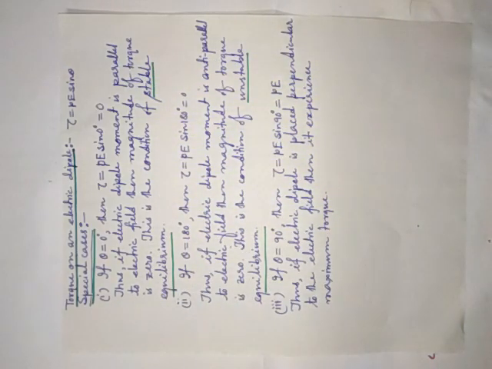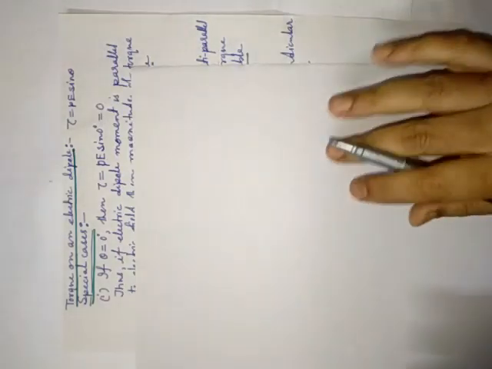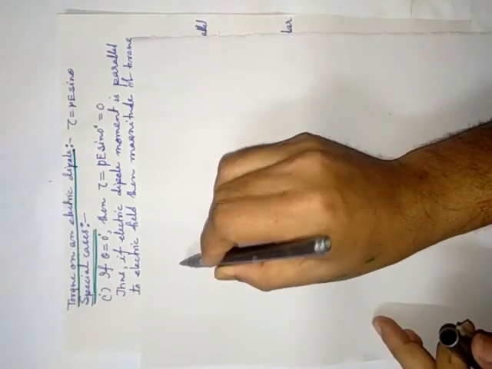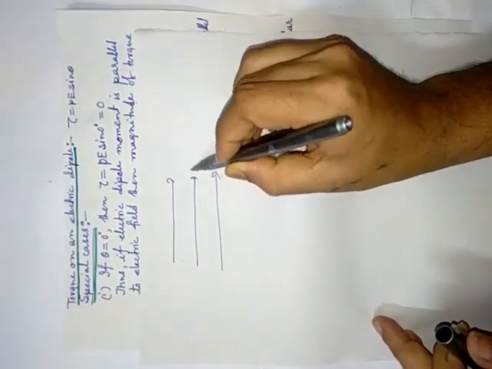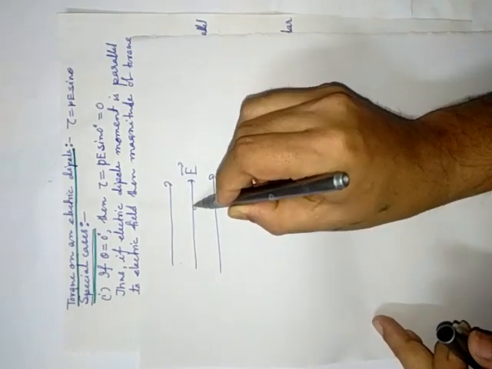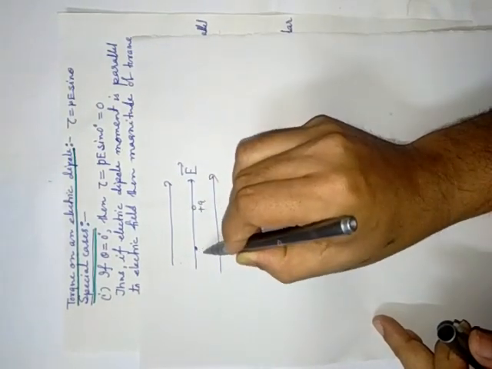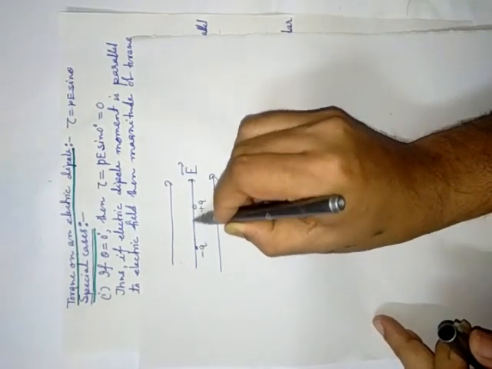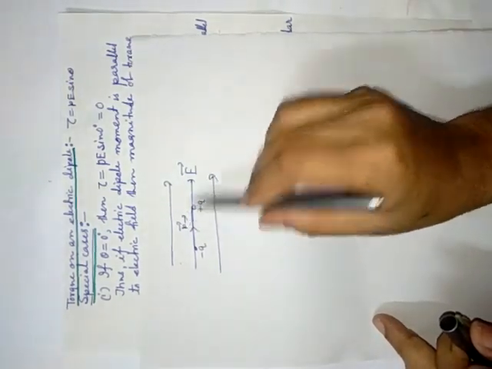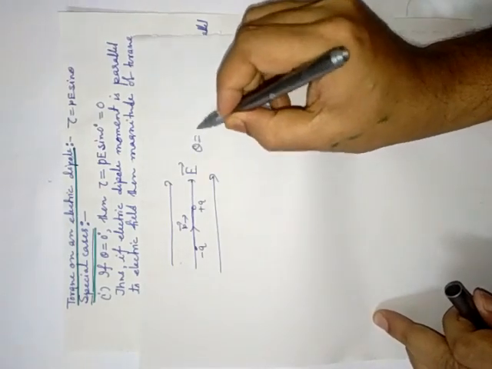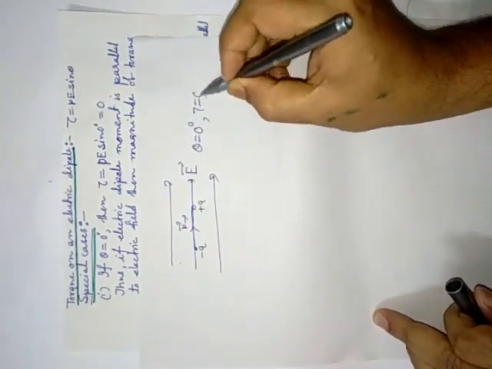Now why is it called stable equilibrium? See one diagram here, you will understand better. Uniform electric field means, suppose these are parallel lines. Suppose plus q charge is here and minus q charge is here, and this is a dipole, and P vector is along this direction. That means P vector and E vector both are along the same direction. Here theta equal to 0 degree, that's why tau equal to 0.